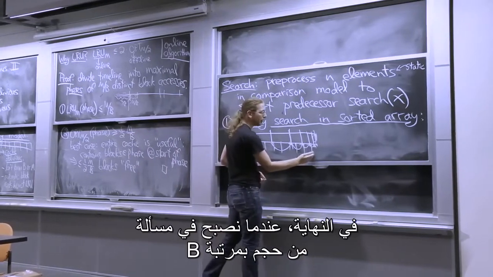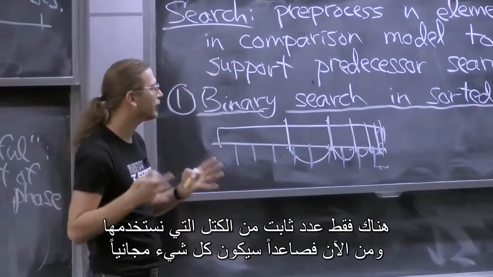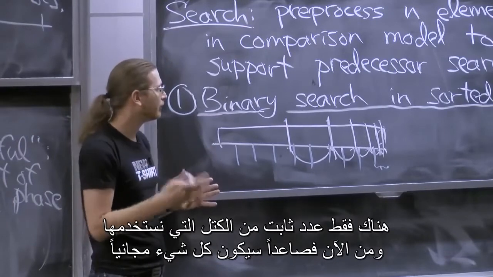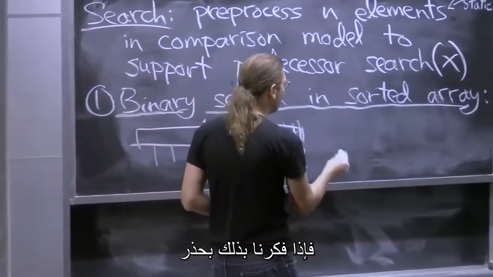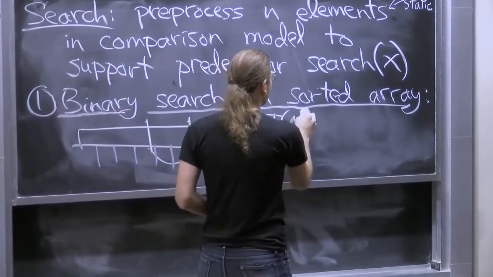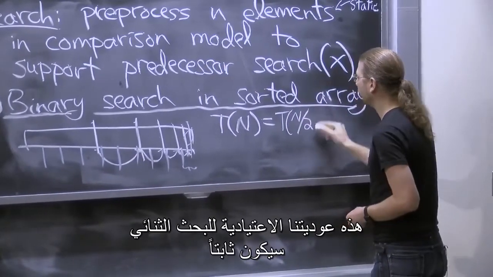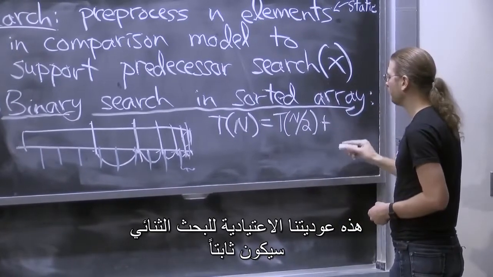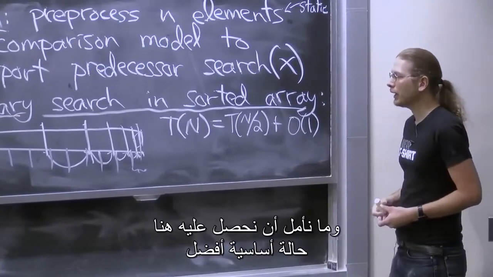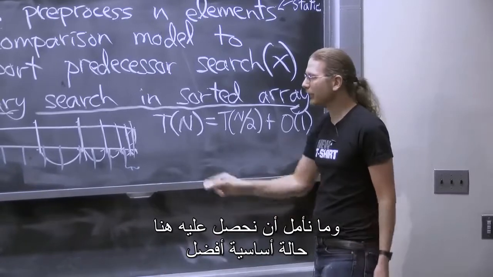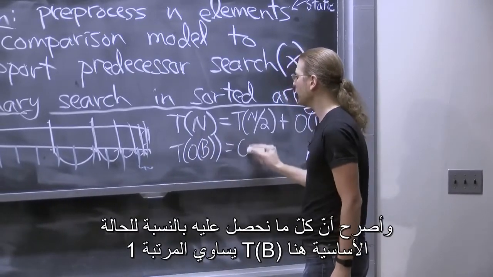At the end, once we're within a problem of size order B, then there's only a constant number of blocks that we're touching, and so from then on, everything will be free, basically. So if you think about it carefully, the obvious upper bound, our usual recurrence for binary search, would be constant. And what we hope to gain here is basically a better base case. And I claim that all you get in terms of base case here is T of B equals order 1.